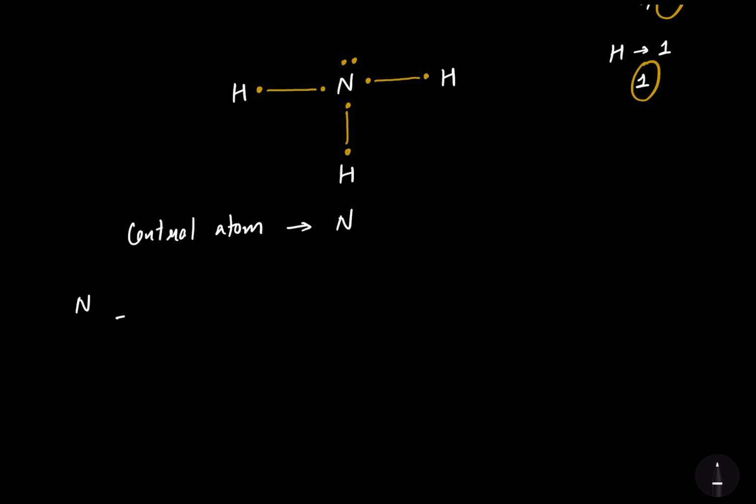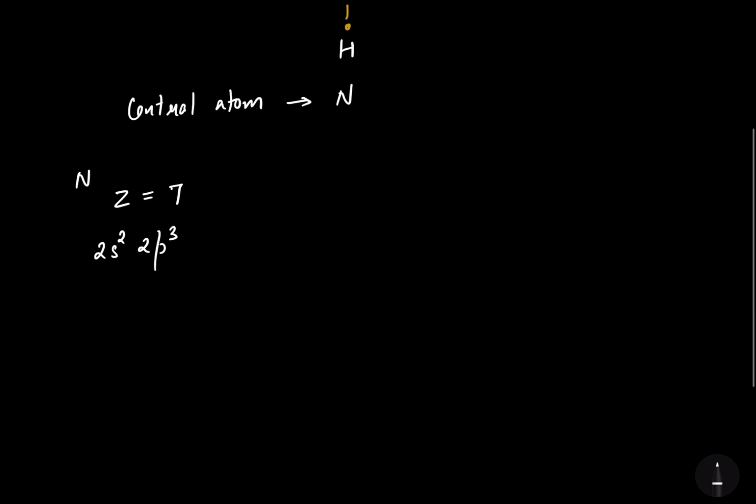Nitrogen, what's the atomic number of nitrogen? That's 7. What will be the valence electronic configuration of nitrogen in terms of subshells and orbitals? That will be 2s2, 2p3. I'm making the orbital diagram in the form of boxes. That's 2s, and these are the 3 degenerate orbitals of the 2p.